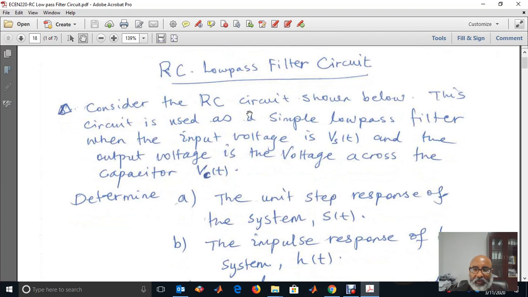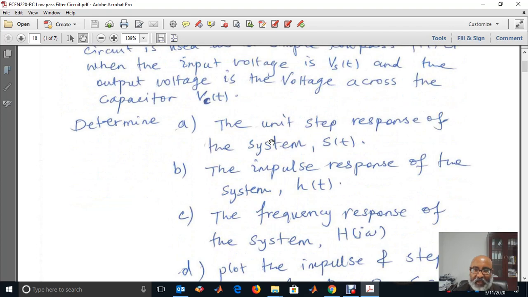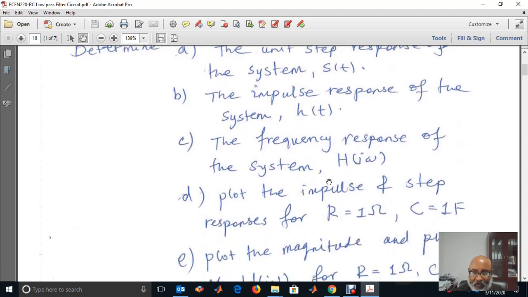We consider a simple RC circuit with a resistor and capacitor in series, and we'll have an input source voltage Vs of t, and we'll find the capacitor voltage. We'll determine the unit step response of the system, which we denote here as S of t, and we'll determine the impulse response of the system, denoted as h of t, and we'll determine the frequency response H of j omega.